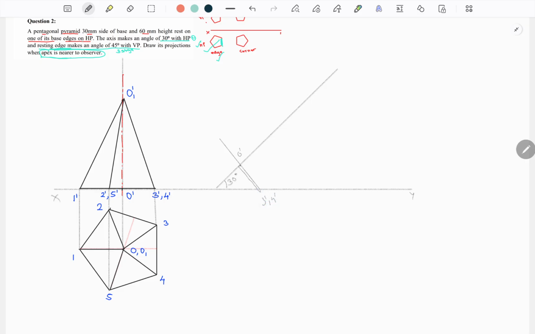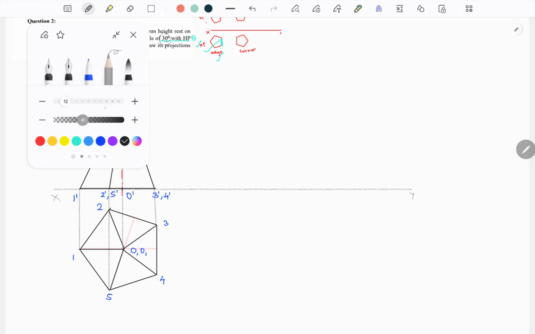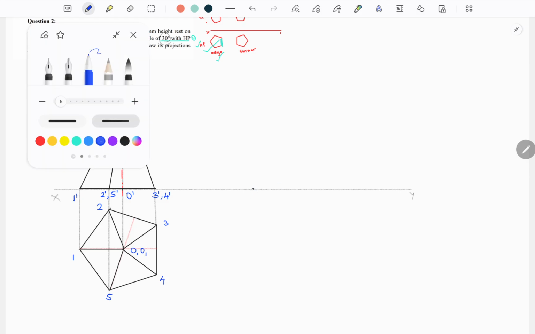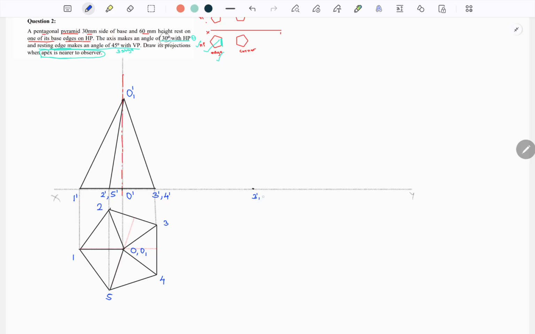Okay, so instead of doing this, what you do first, you find out the inclination for the base. If the axis is inclined 30 degree, the base inclination will be how much? 90 minus 30, 60 degree. Okay, so you locate the first point somewhere here. This will be my point 3 dash, 4 dash. Is that clear? Locate point 3 dash, 4 dash.